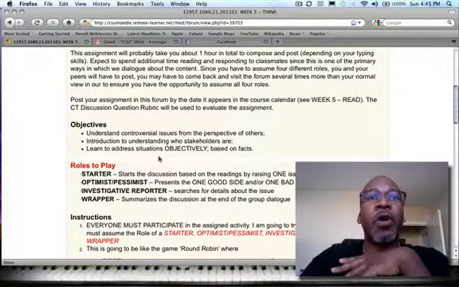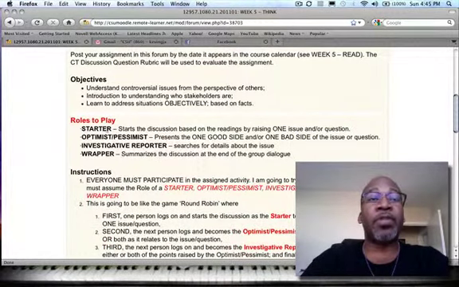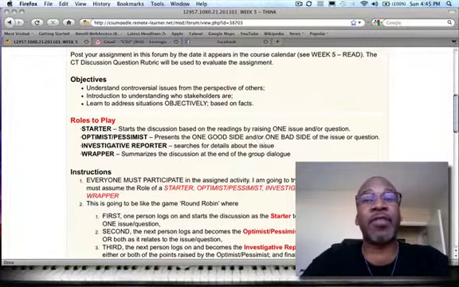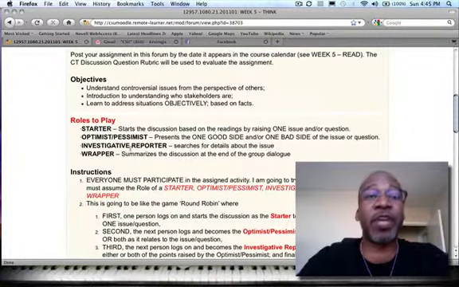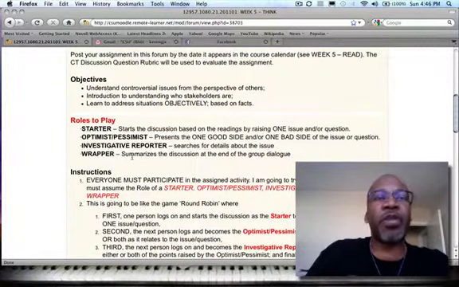You're doing a little bit of role playing, and you're going to play four roles. Someone's going to be a starter. Someone's going to be an optimist and pessimist, one or both, either or, the good side or bad side of the issue. One person's going to be the investigative reporter, and then there's going to be a person to wrap everything up. So each time, in each discussion group, you're going to have to assume one of these roles.